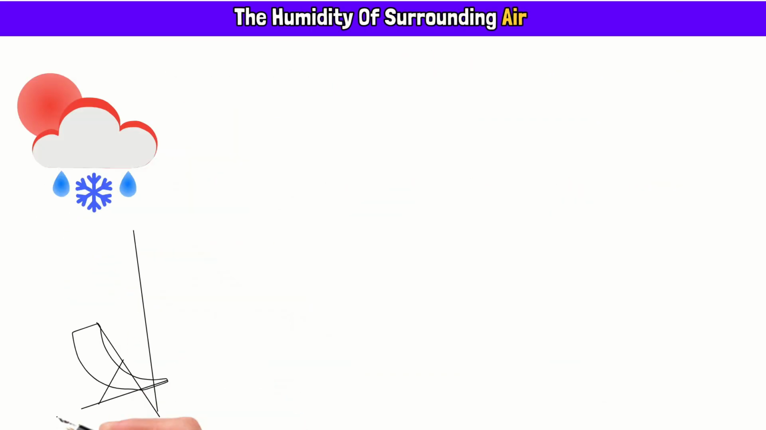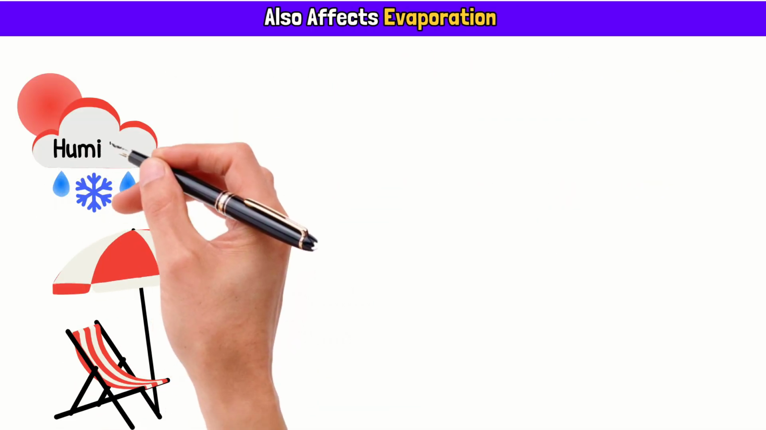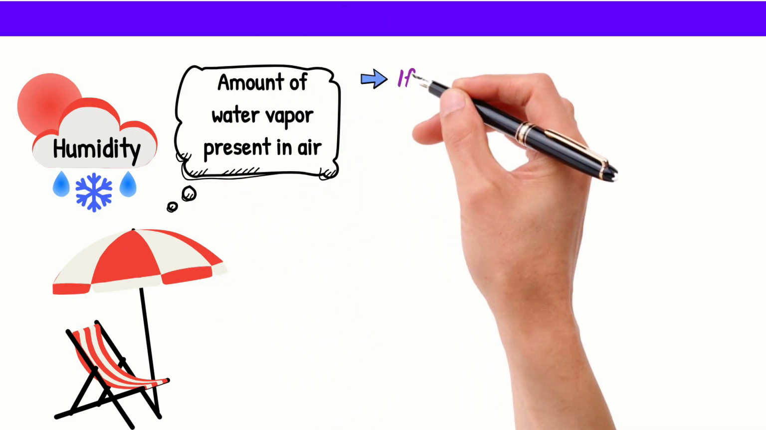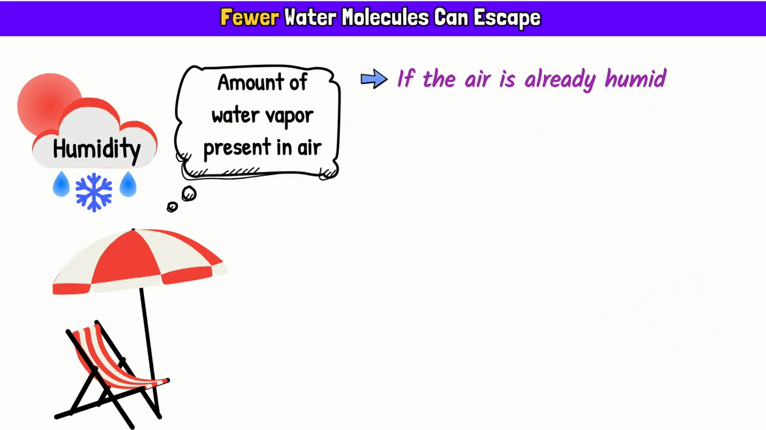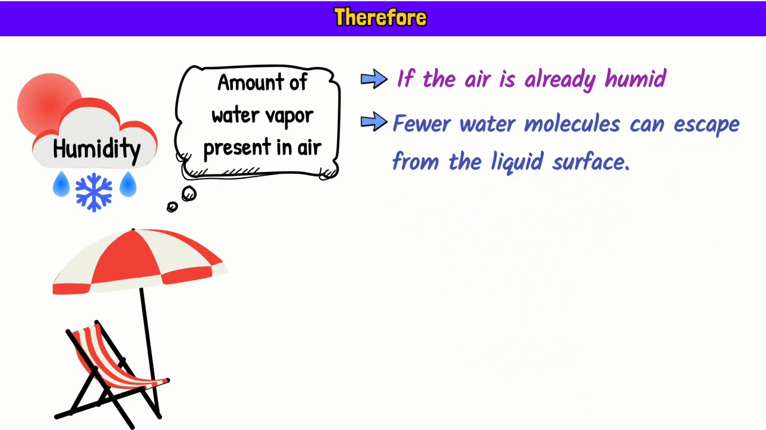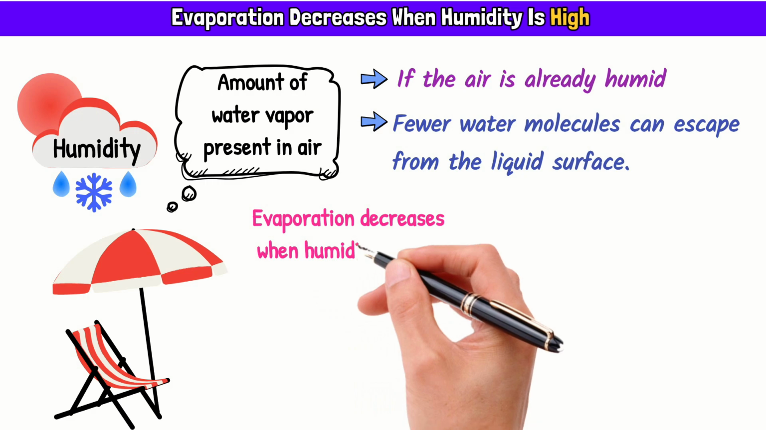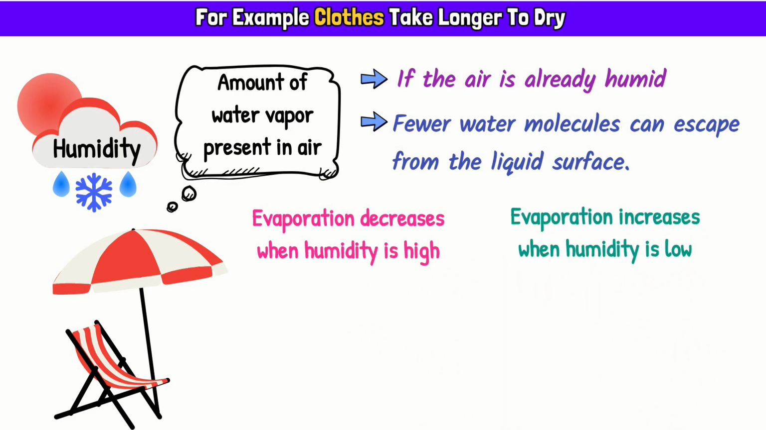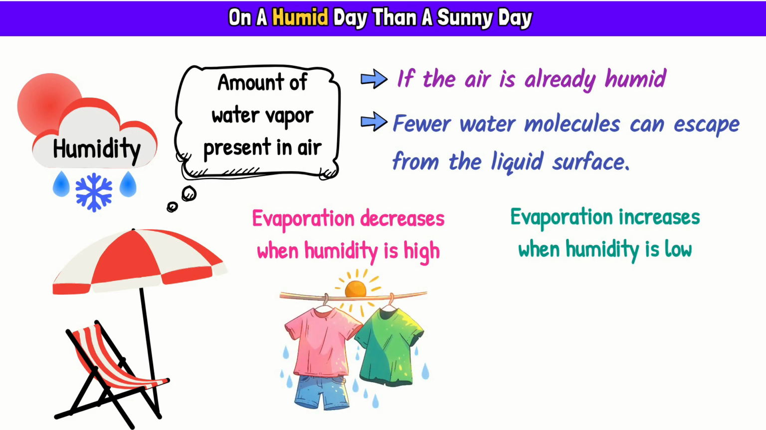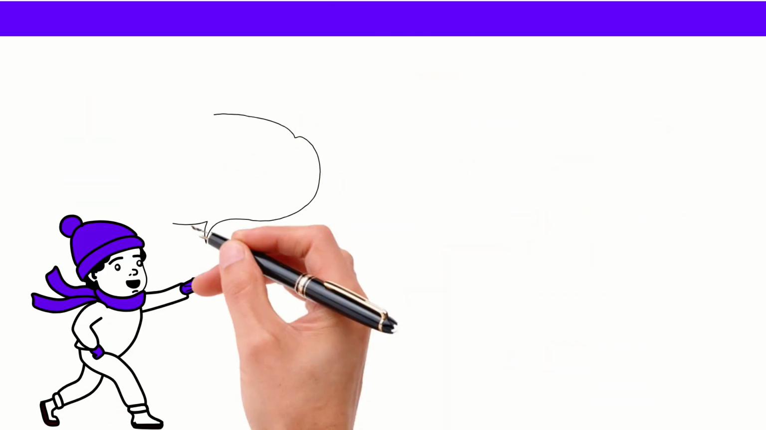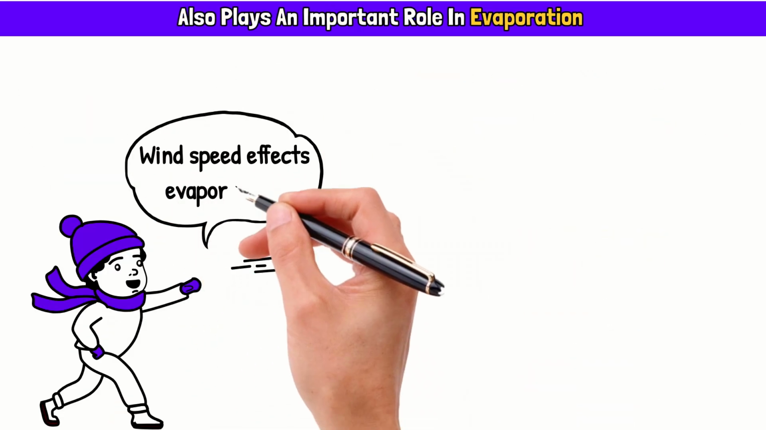The humidity of surrounding air also affects evaporation. Humidity means the amount of water vapor present in air. If the air is already humid, fewer water molecules can escape from the liquid surface. Therefore, evaporation decreases when humidity is high and increases when humidity is low. For example, clothes take longer to dry on a humid day than on a sunny day with less humidity, because humidity slows down evaporation.